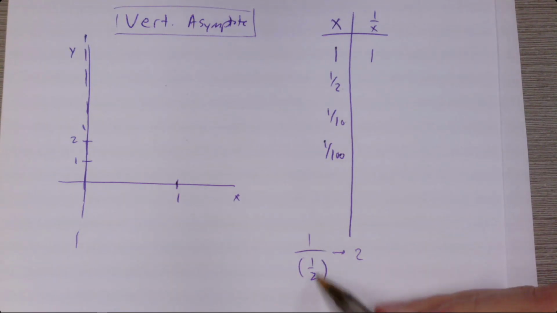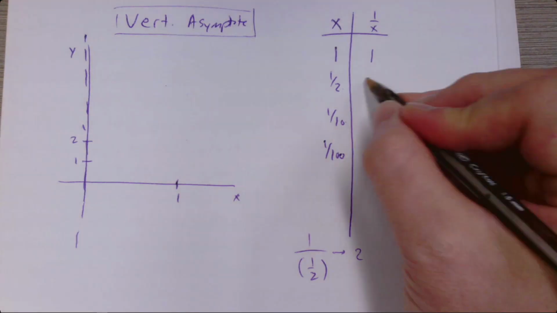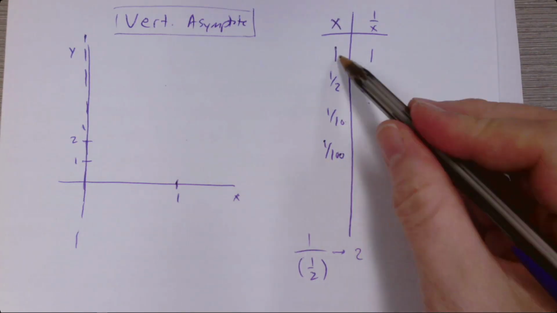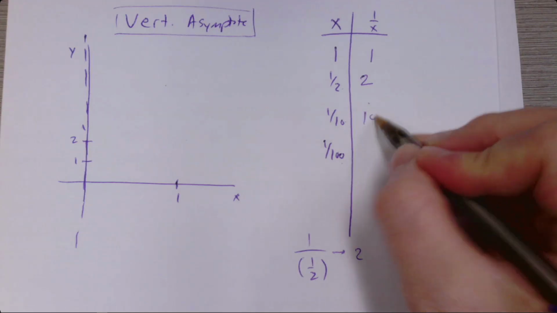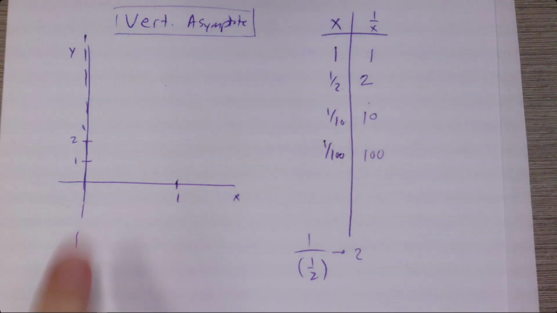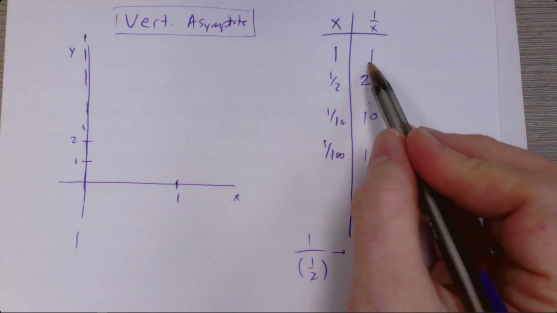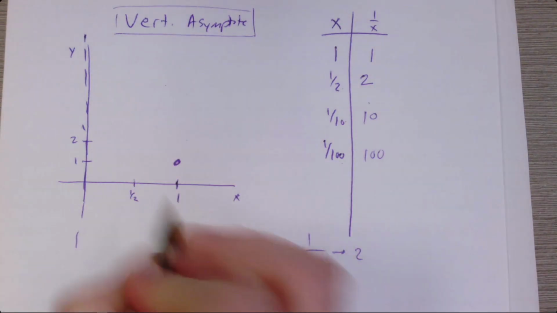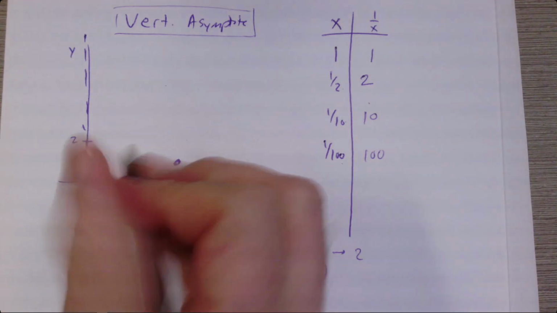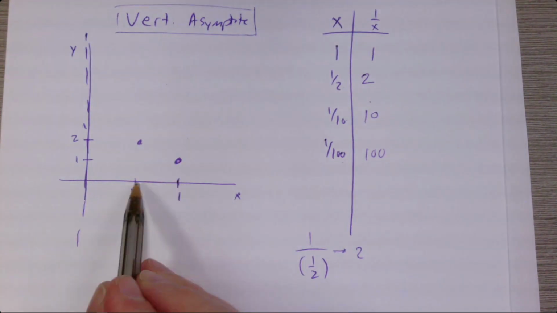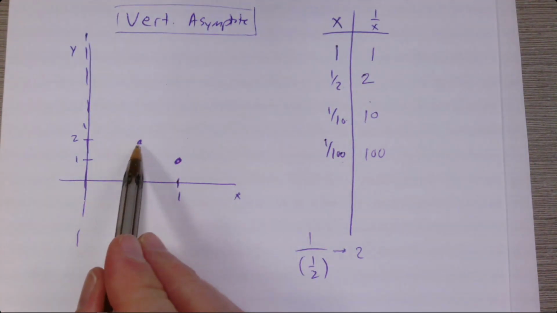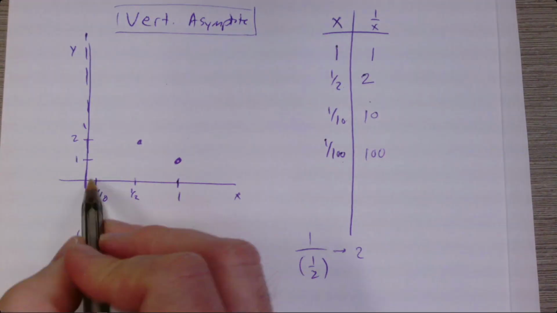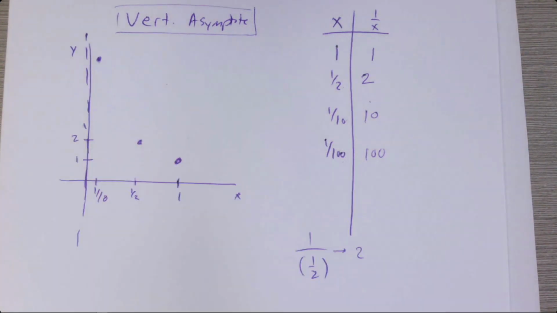1 divided by 1 tenth would be 10. So that gives us a y value that gets large rather quickly. So as x gets smaller and smaller, the y values get larger and larger. What does that mean geometrically? Let's plot them. So here at (1, 1), I've got a point there. Now as x gets closer to the y-axis, the y values are going to go up. So I'm getting closer on the x, more vertical on the y. Here's 1 tenth, close to the axis. That would have a y value of 10 way up here.